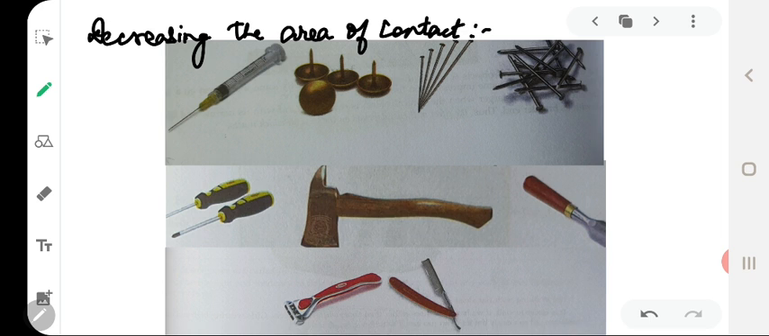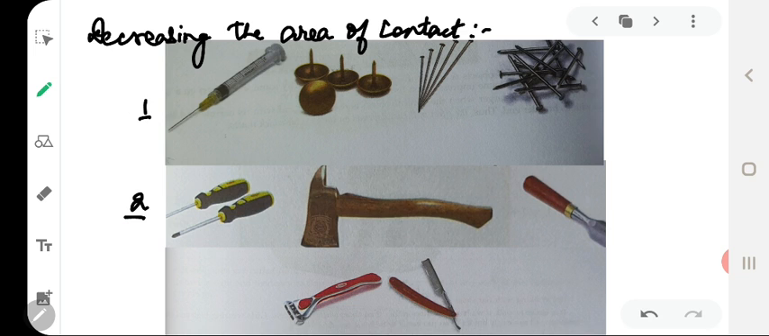The effect of thrust is increased by decreasing the area on which it acts, that is, increasing the pressure for the same force. In the first figure, you can see pointed ends of paper pins. Paper pins have tips of very small area of contact. A small force applied on the head of the pin will exert more pressure to drive it into the paper or cardboard easily. Similarly, needles, drawing board pins and nails also work on the same principle. This you can see in the first picture.